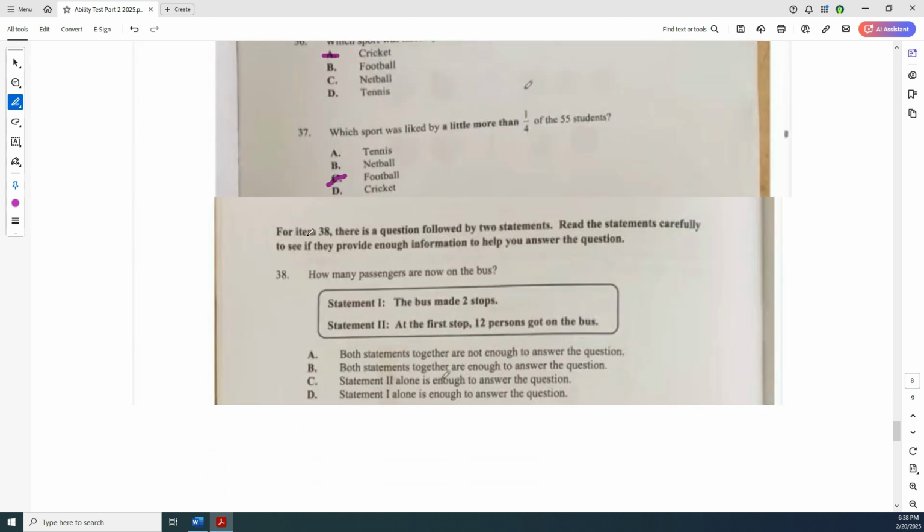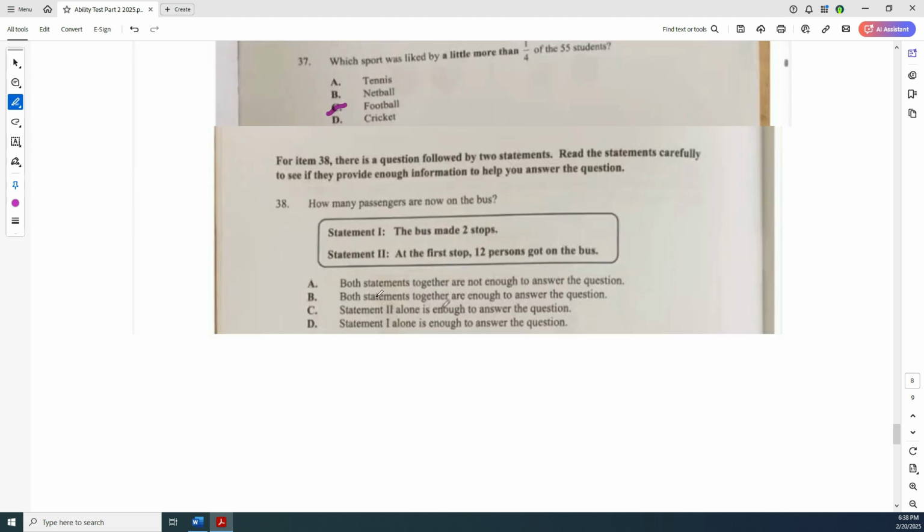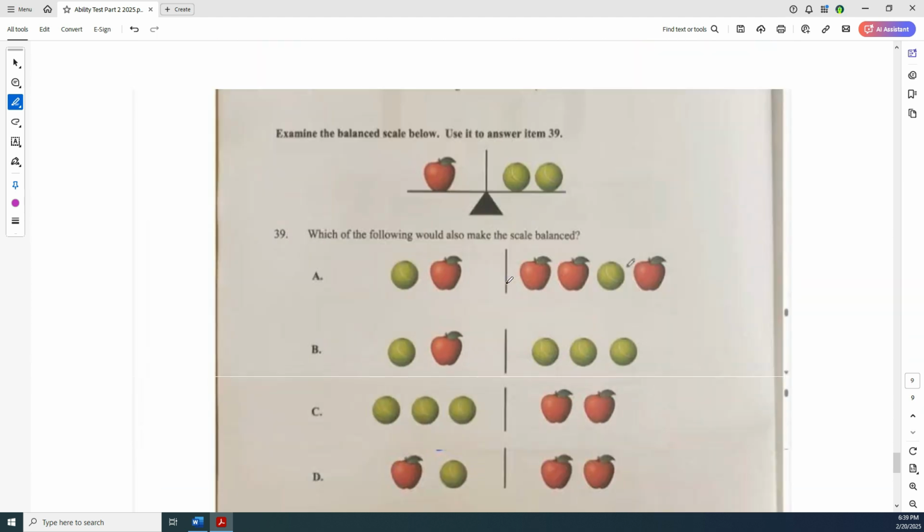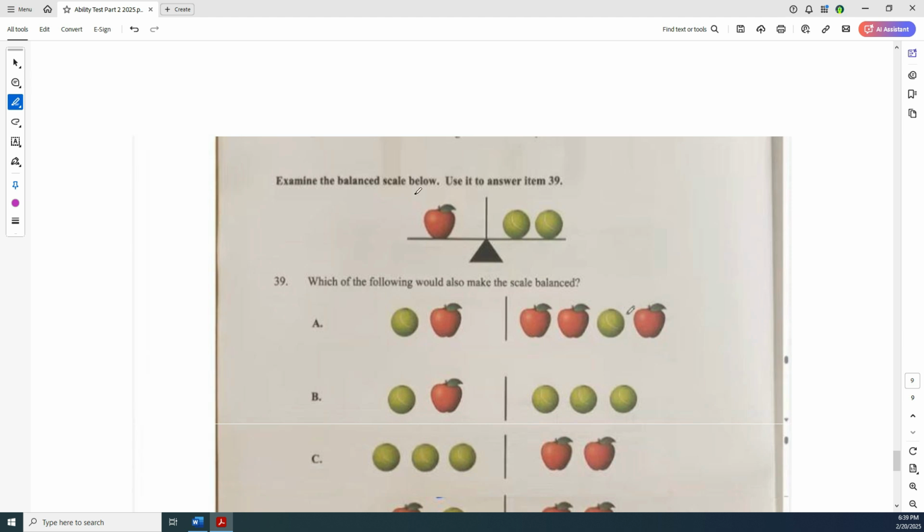All right, we're winding down. For item 38, there is a question followed by 2 statements. Read the statements carefully to see if they provide enough information to help you answer the question. How many passengers are now on the bus? That is the question. Statement 1: the bus made 2 stops. Statement 2: at the first stop, 12 persons got on the bus. Is that enough to tell us how many passengers are on the bus? No. So both statements together are not enough to answer the question. I choose A.